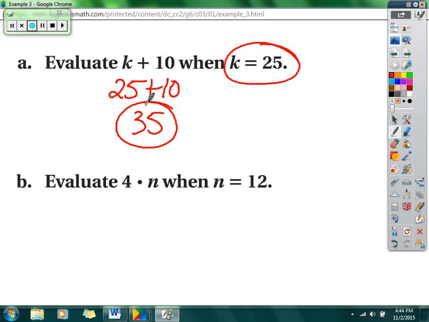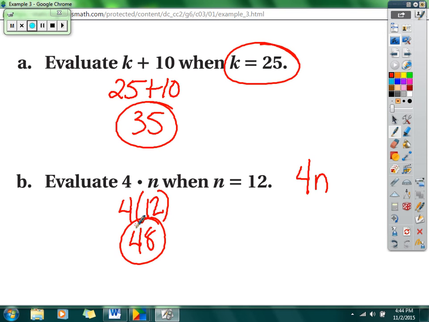The next problem, when I have 4n, also written like this, okay, I substitute 12. Your answer is not going to be 412. It's going to be 4 times 12, okay? And we know 4 times 12 is 48. So that would be the evaluation of that expression, okay? At this time, I would pause the video and do on your own questions 6 and 7.